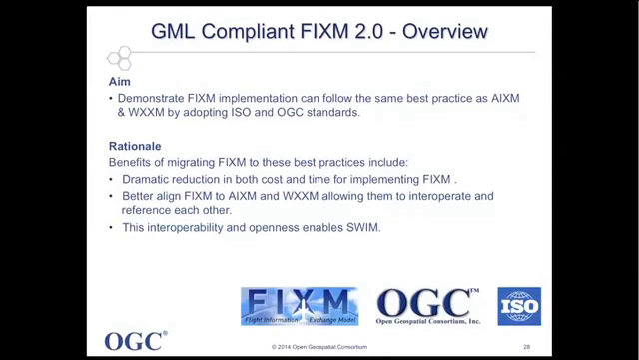It would also better align FIXM to FIXM and FIXM, which is beneficial because it allows them to interoperate and reference one another. For example, FIXM and FIXM share common types and patterns from, for example, GML, the ISO standard, which make them interoperable between each other, as well as saving cost and time through the reuse of globally implemented types, such as the feature model, geometry, temporality, etc. And it's this interoperability and openness that really is at the heart of the net-centric vision of SWIM.